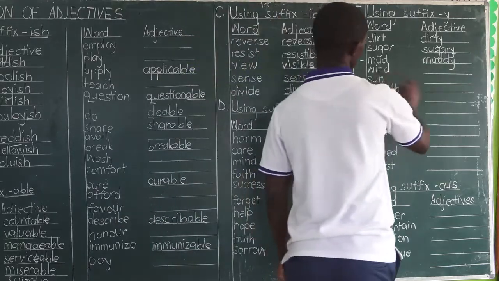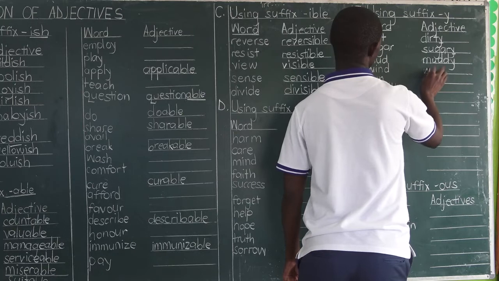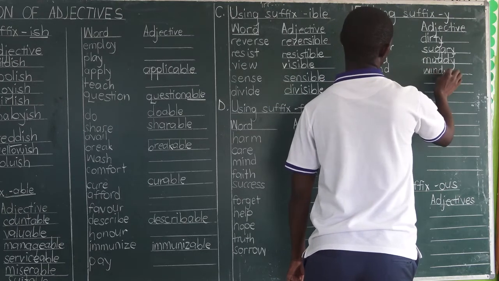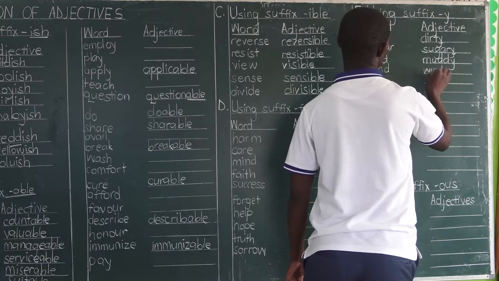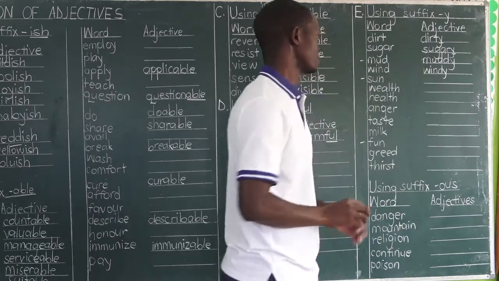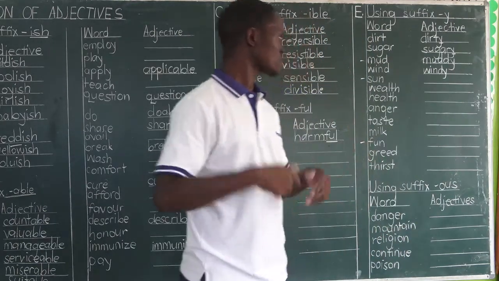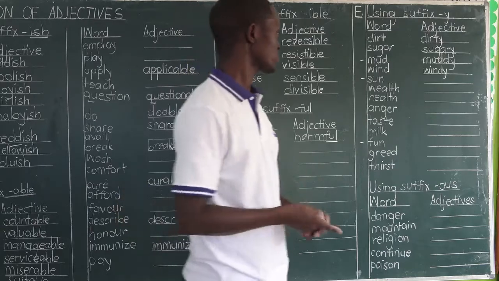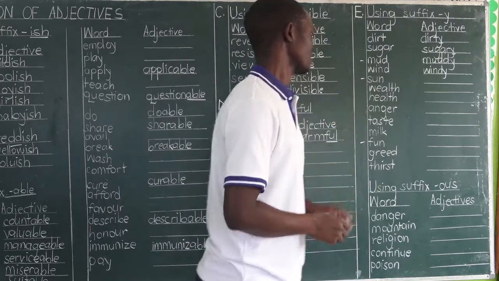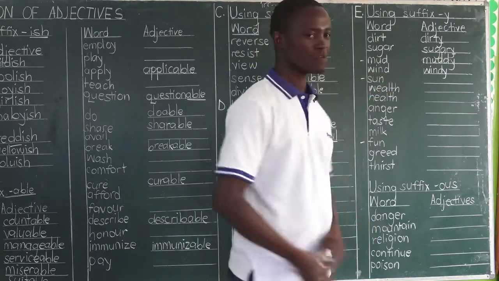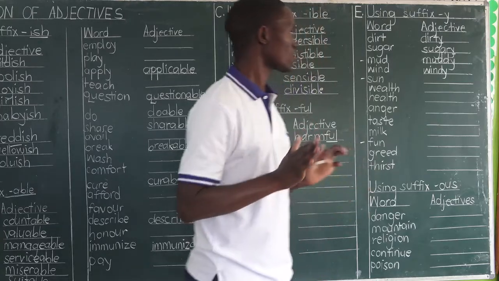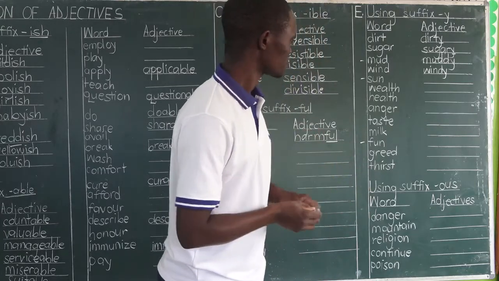Go to wind, which changes to windy. Wind plus the suffix you're given, and that is y. Windy. Windy weather. A windy day. A day full of wind. Sun, double the last n before you add your suffix y, and you'll be done with that.